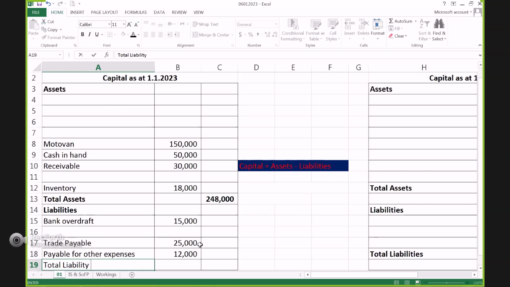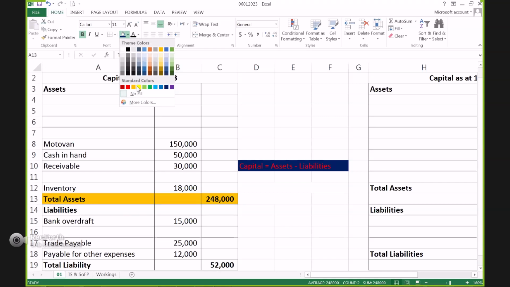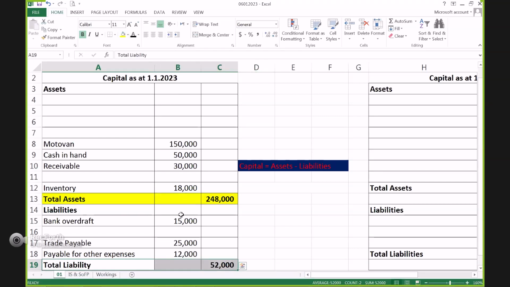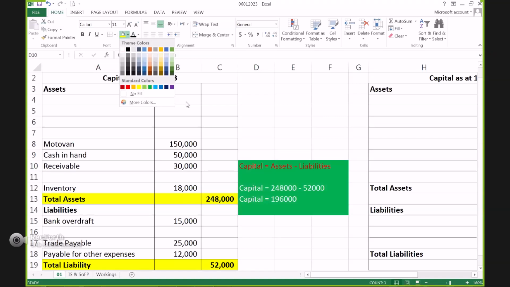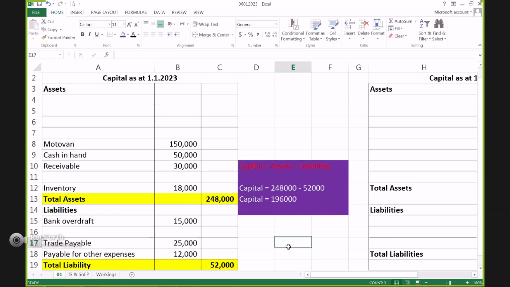So like that, total liability is 52,000. So now you know about the total liability this much. Total assets, total liability. So here you can identify capital is equal to assets minus liability. So therefore the capital is 196,000, because the total assets 248,000, liability 52,000, therefore capital 196,000.